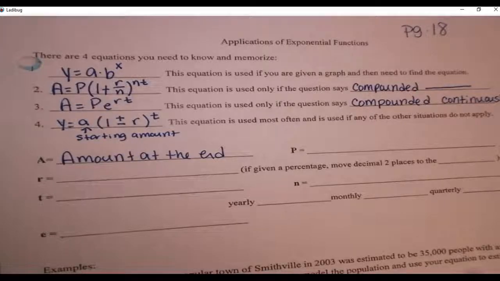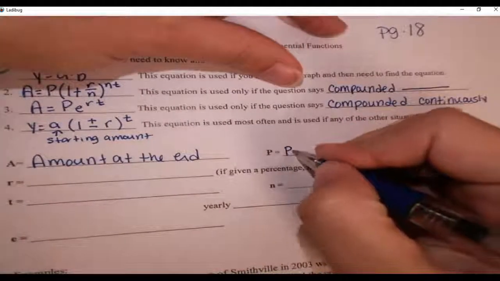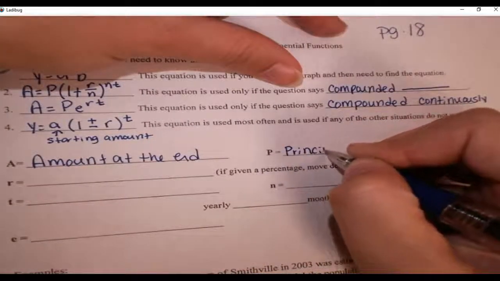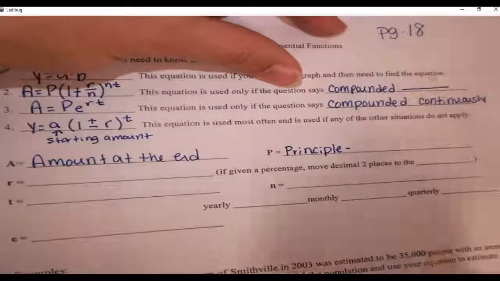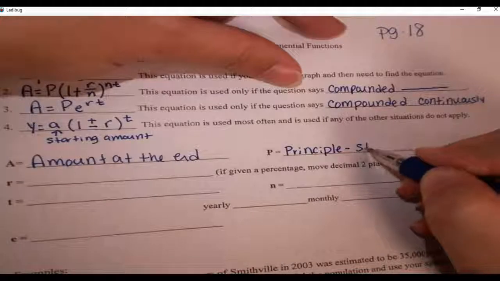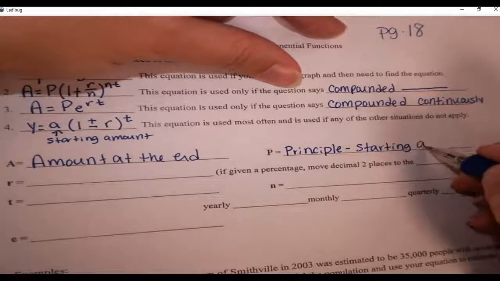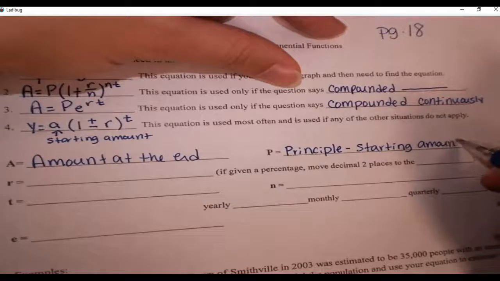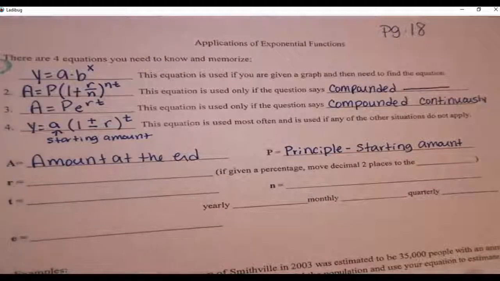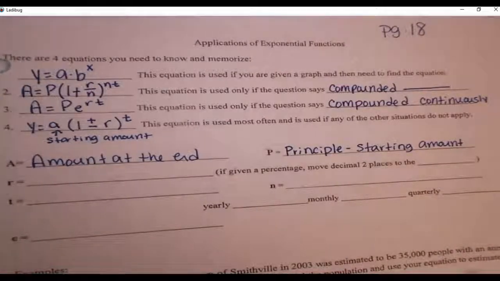Yes, it's your total, yeah. So P stands for principal, which is just another word for your starting amount. So maybe you start an investment with $500 or something. That would be your principal, so however much you're starting with.